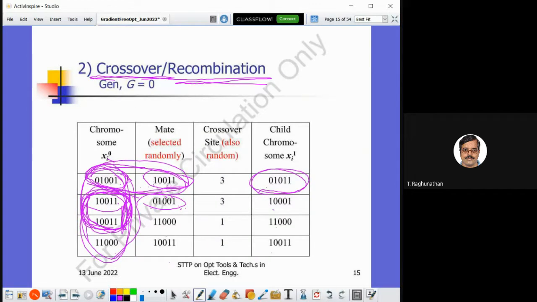The same thing we do even here. Even here, we can split. Take 0 1 0 0 1. I can split the chromosome here, here, here, or here.